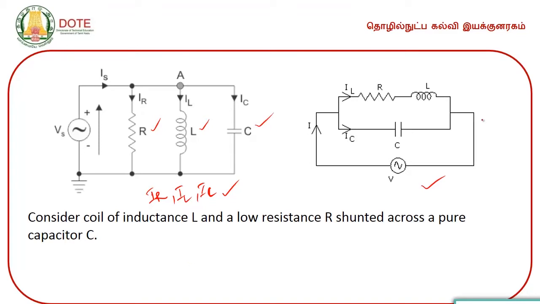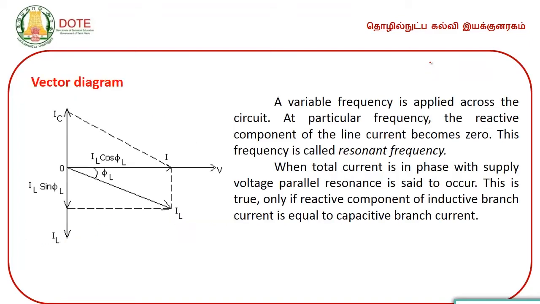Whereas here is also a parallel network, but in the first parallel branch you have a capacitance, and in the second parallel branch you have the series combination of a resistance and an inductor. So, a variable frequency is applied across the circuit. At a particular frequency, the reactive component of the line current becomes 0. This frequency is called the resonant frequency. When total current is in phase with the supply voltage, parallel resonance is said to occur. This is true only if the reactive component of the inductive branch current is equal to the capacitive branch current.